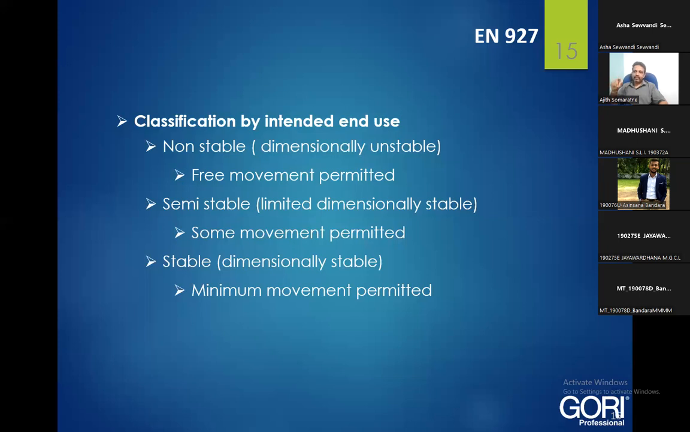Then the third one is non-stable. Actually, we don't consider any dimensional changes here. Let's take a wooden fence or wooden pergolas. Then we have enough space for these movements. So we don't want to consider any dimensional stability here. So likewise, we have three categories. This is very important because when we select a coating or protection for dimensionally stable applications, we have to be more careful, because if we don't select the proper one, then we have to face such kinds of issues in use, right?